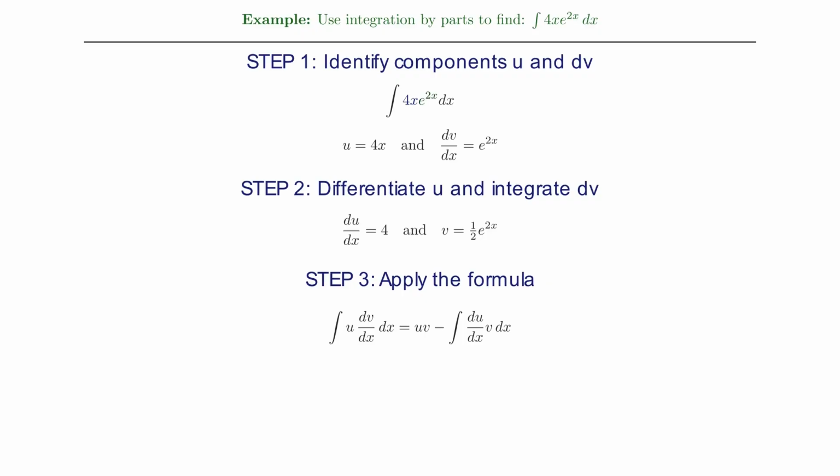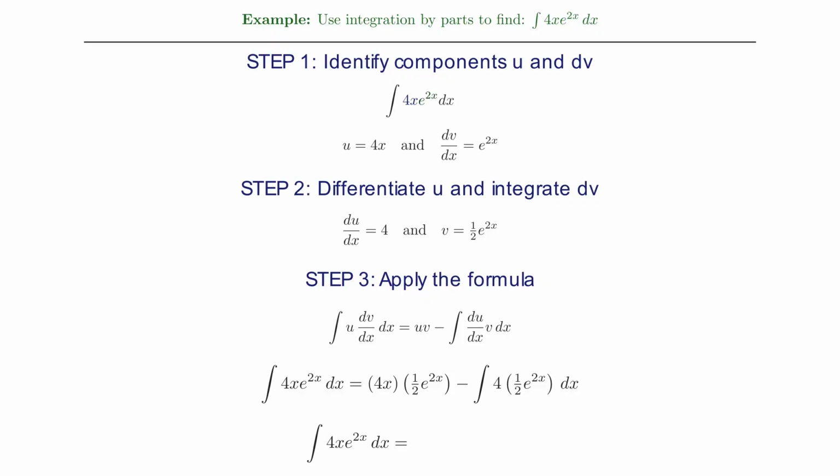Substituting these in, we get that the integral of 4x e to the 2x dx on the left hand side is equal to u, which is 4x, times v, which is a half e to the 2x, minus the integral of du dx, which is 4, times v, which is a half e to the 2x, and the dx is a part of the formula. We can simplify this and then perform that final integration to get the answer.